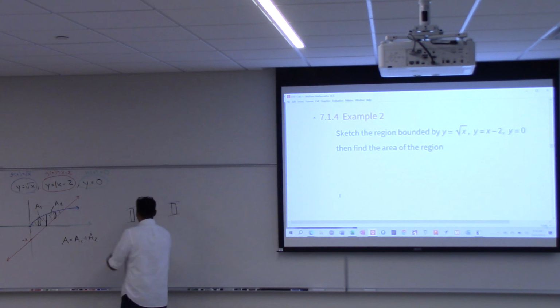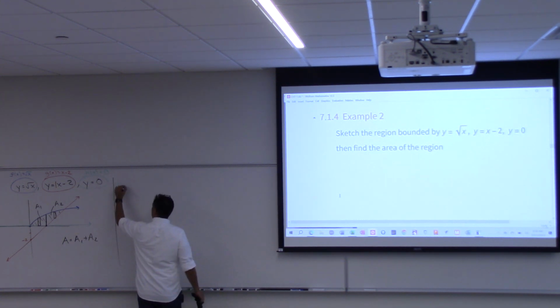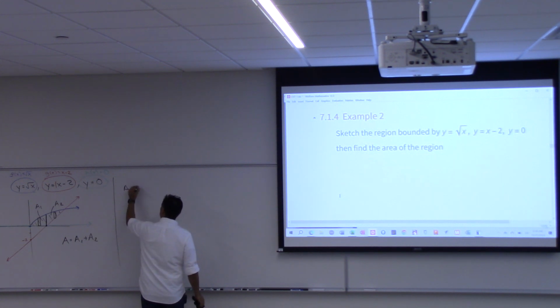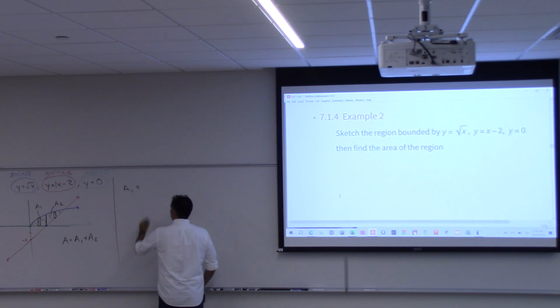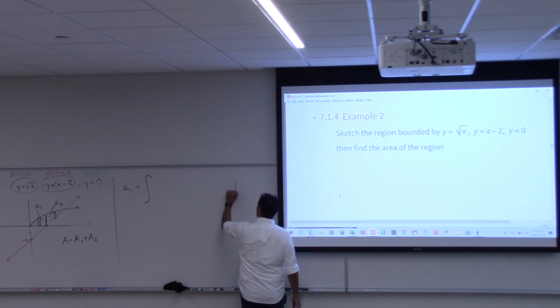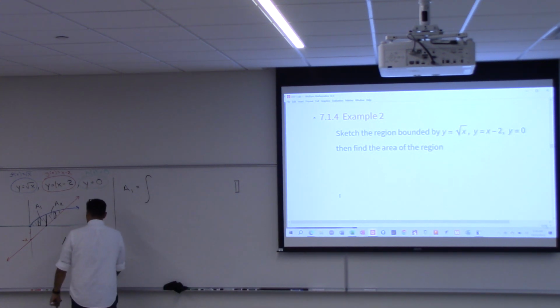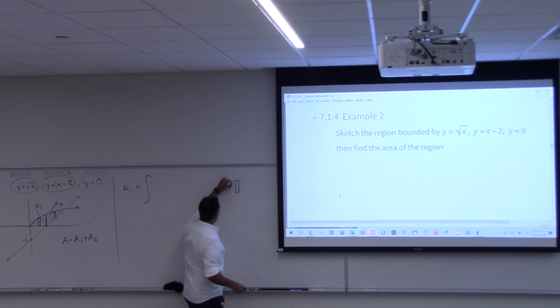I'll probably wind up drawing this again. Let's talk about area 1. Well, it's going to be an integral, right? I'm going to be adding up these rectangles. I'll draw the rectangle over here again for you so you have it. What was on top for area 1? Blue on top, green on the bottom.